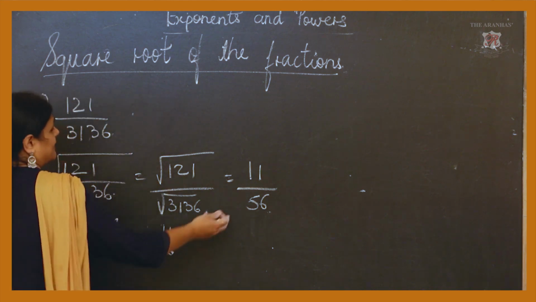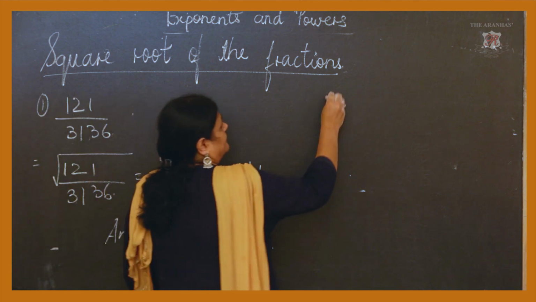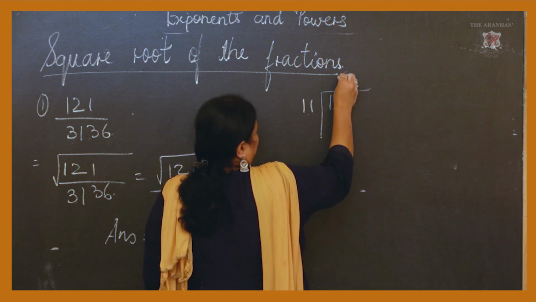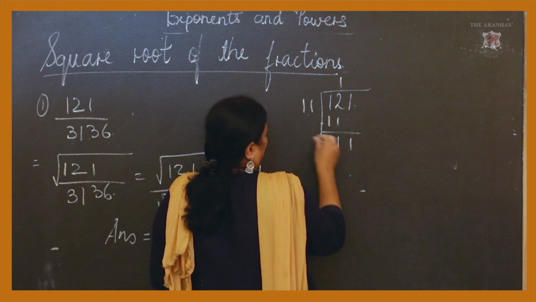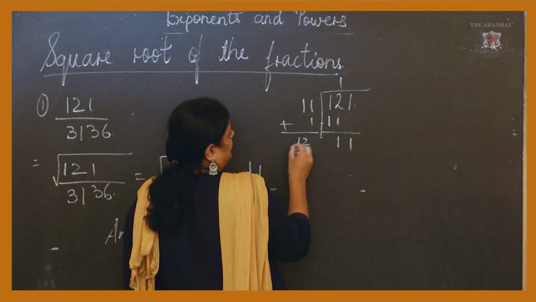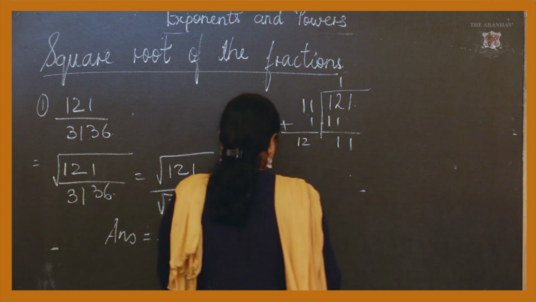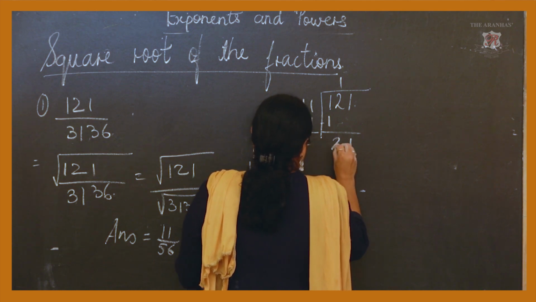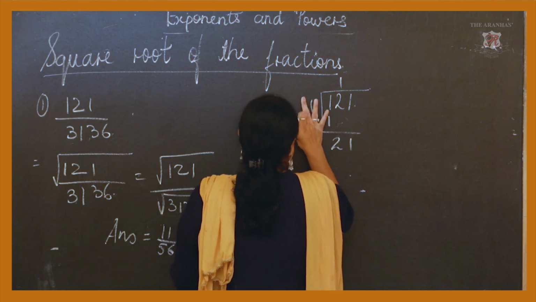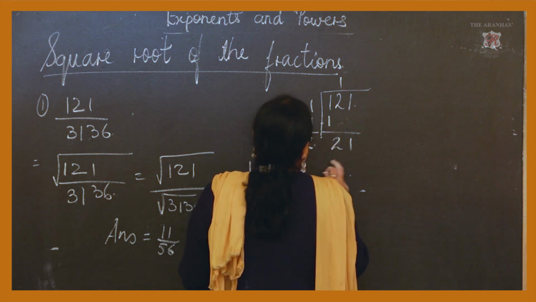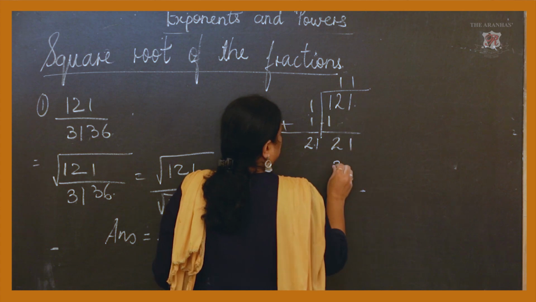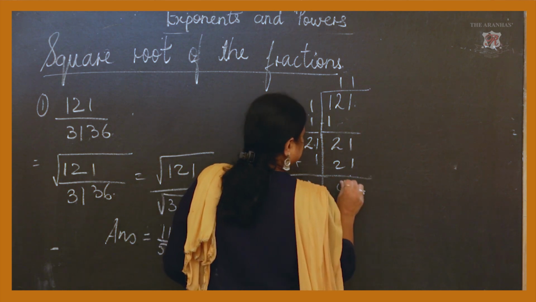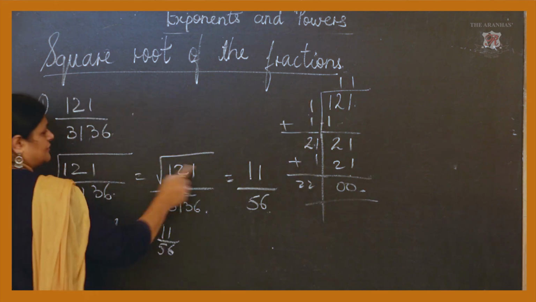Now here, coming ultimately over here, you can do it by 121. You are getting the square root by prime factorization, 11. 1 1s are 1, 1 plus 1 will give you 2. Then 21 1s are 21, plus 1 will give you 22. 0 0. So here you have got this as 11.